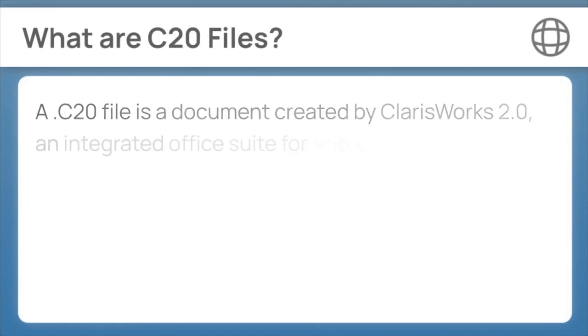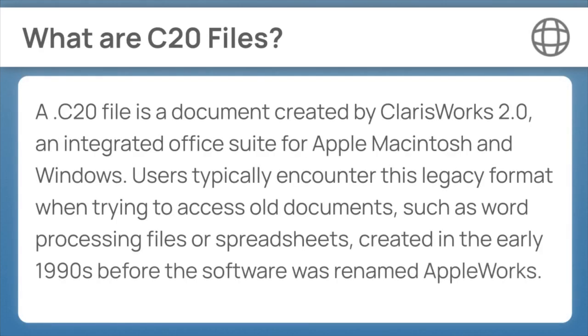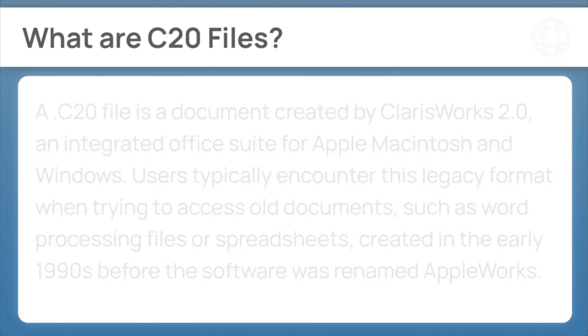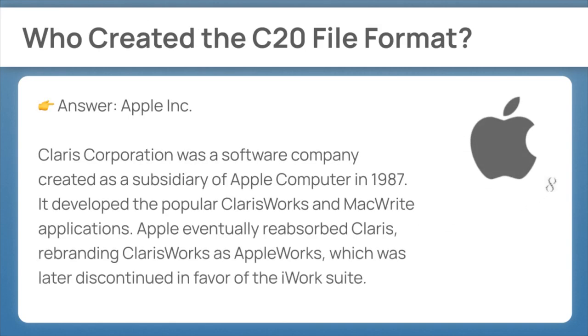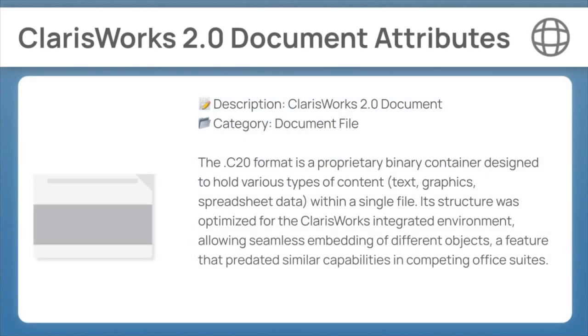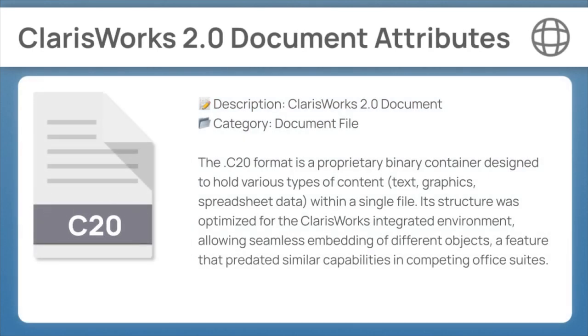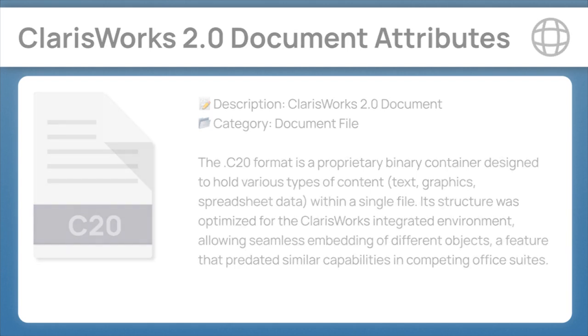A C2.0 file is a document created by ClarisWorks 2.0, an integrated office suite for Apple Macintosh and Windows. Users typically encounter this legacy format when trying to access old documents, such as word processing files or spreadsheets created in the early 1990s before the software was renamed AppleWorks. The C2.0 format is a proprietary binary container designed to hold various types of content, text, graphics, spreadsheet data, within a single file. Its structure was optimized for the ClarisWorks integrated environment, allowing seamless embedding of different objects, a feature that predated similar capabilities in competing office suites.